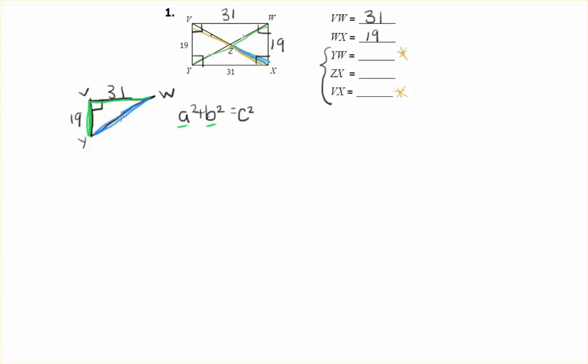This side right here is c. Your hypotenuse is always the one that's across from that 90 degrees. You could also say it's your longest side, but technically it's across from that 90-degree angle. So for right now, we're looking for our c, which should be the diagonal. a and b are 19 and 31, so we're going to have 19 squared plus 31 squared equals c squared. Now I'm just going to solve algebraically for c.